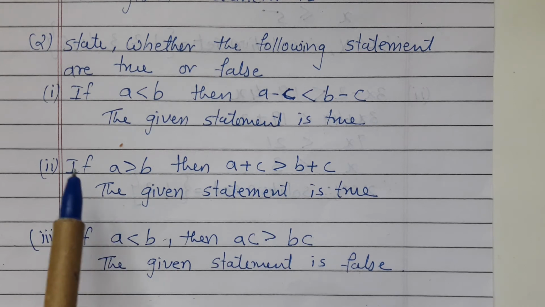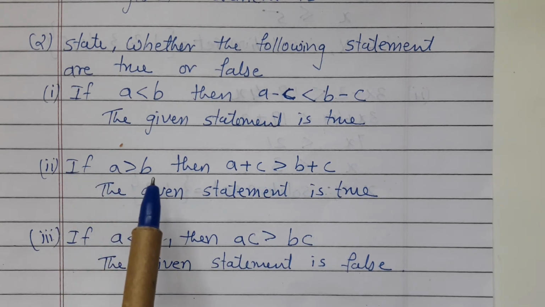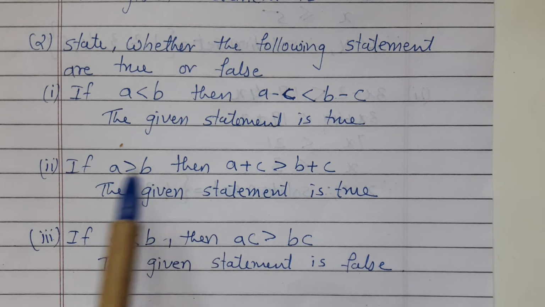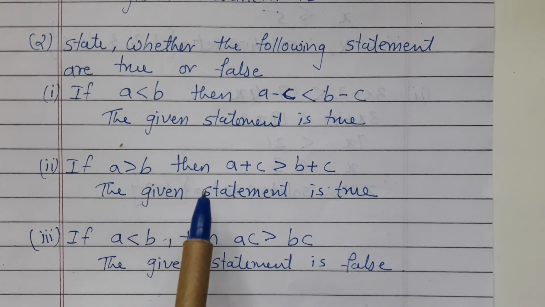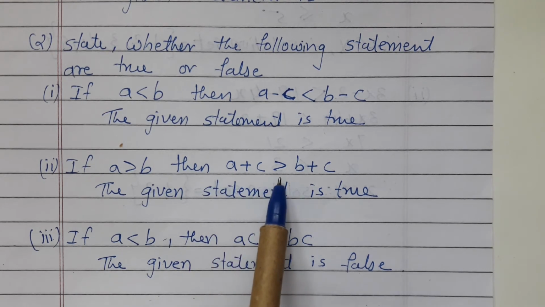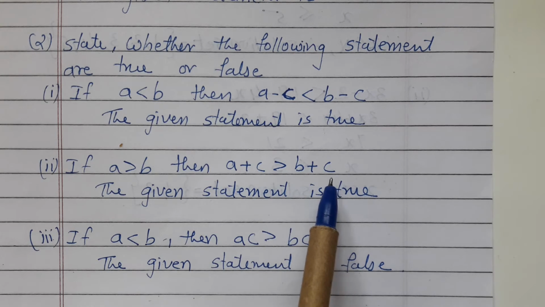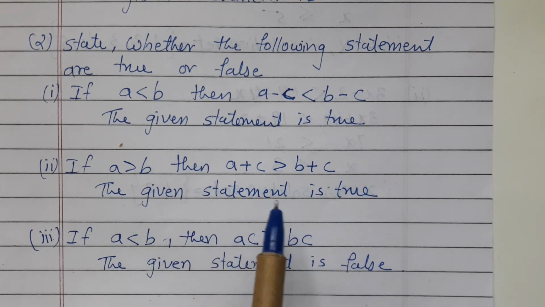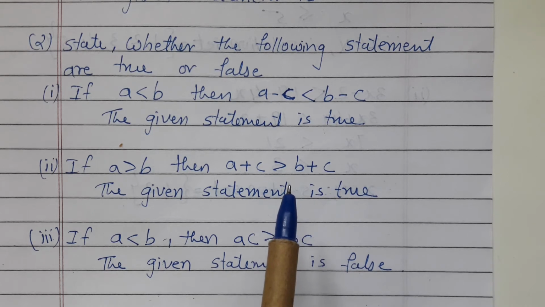Second part, if A is greater than B, adding the same term on both the sides, the sign will not change. Yes, A plus C is greater than B plus C. The given statement is true because the sign is not changing.